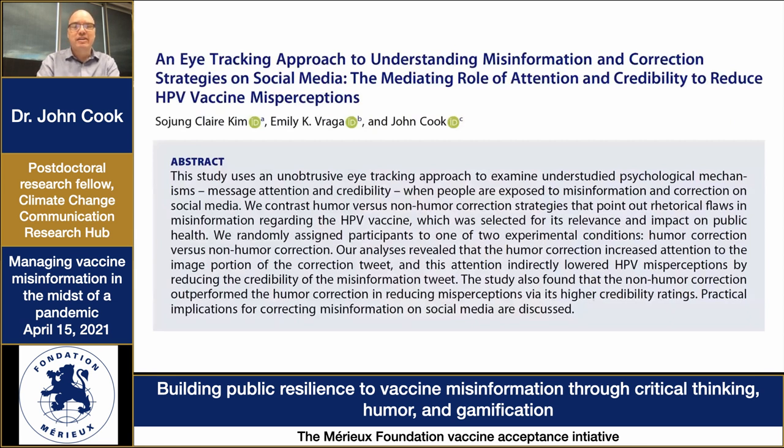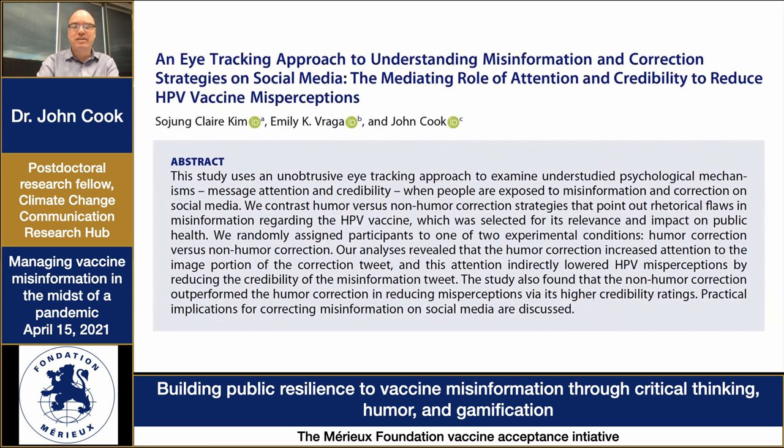Next I wanted to talk about some research that I've been conducting with two of my colleagues, Sojung Kim at George Mason University and Emily Brager at the University of Minnesota. We've been exploring different ways of practically employing logic-based corrections. How do you most effectively explain the fallacies in misinformation? Both Sojung and Emily do a lot of work in health misinformation. So it isn't just Angus that has been pulling me into researching vaccine misinformation. Sojung and Emily have also been tugging me in that direction as well.